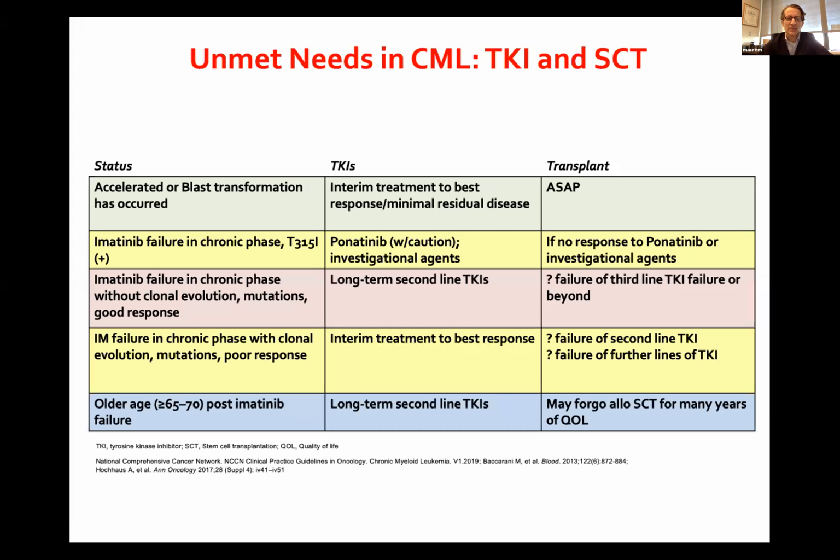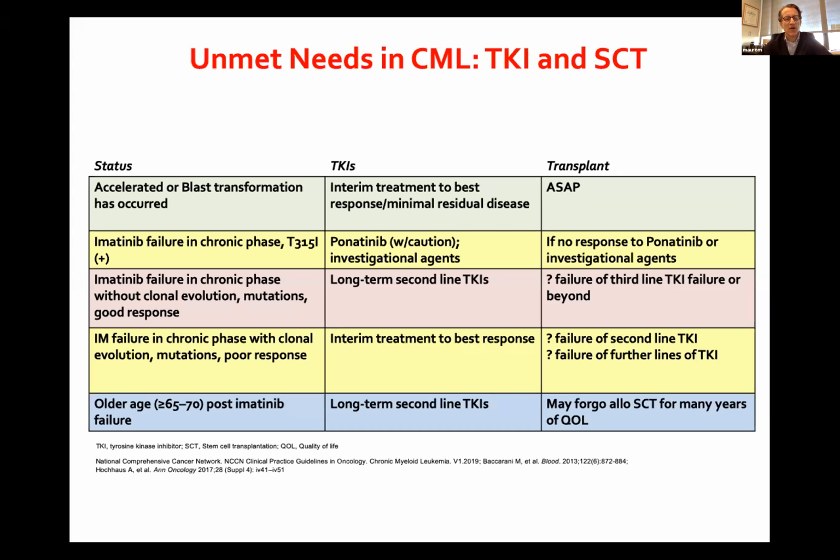We obviously pay attention to patients with highly resistant mutations like the T315I when we're able to identify that mutation. It is treatable with drugs like ponatinib, but it may not be treated successfully over the long term, and there may be long-term side effect concerns. Patients with imatinib failure who have a fairly innocuous form of CML without clonal evolution or resistant mutations, who have a good response to second-generation agents, if they're available, can do quite well. And we might be able to really defer transplant.